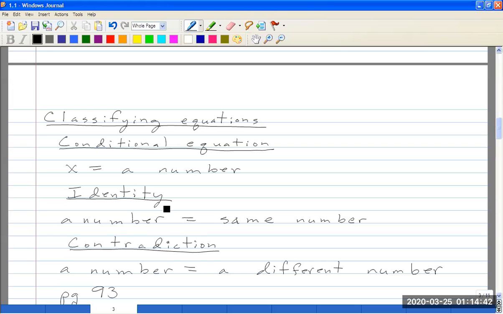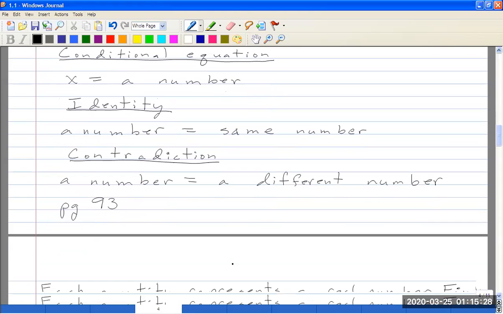An identity. When you try to solve an equation, you eliminate the variable and you get a number equal to the same number. Then we call it an identity. In general, an identity will have an infinite number of solutions to the equation that will make it a true statement. There may be some numbers where it's not a true statement, but in general, you'll have an infinite number of numbers where it will be a true statement.